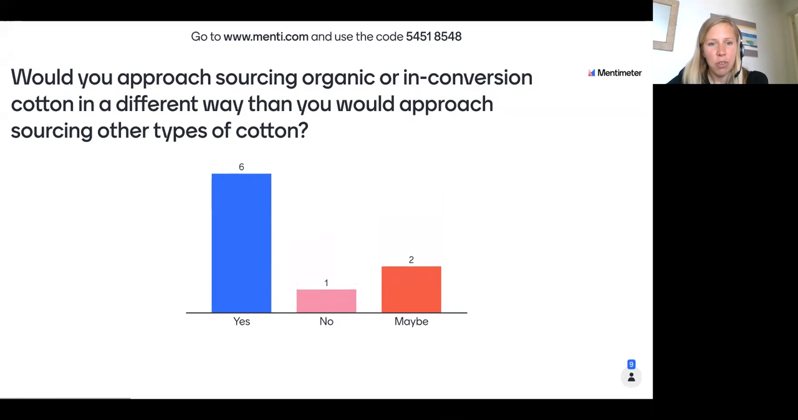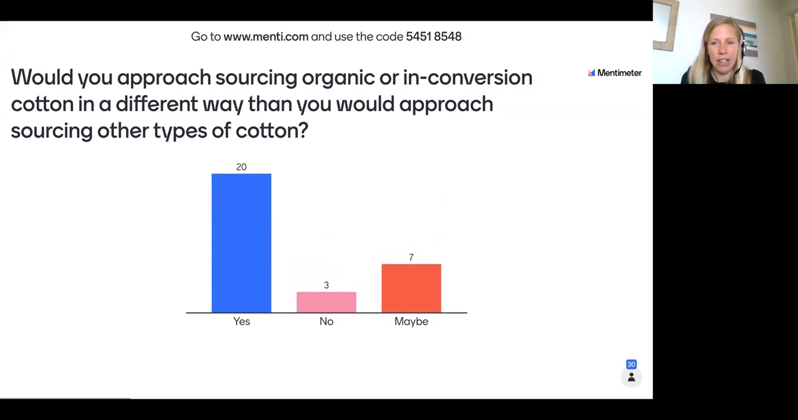So we've got some results coming in here. Yes, that's interesting. That's quite a few of you, 10 at the moment. Oh no, I'm not even going to say the numbers because they keep changing. So you would take a different approach to organic and in conversion. That's super interesting. Just wait a couple of moments for any further results to come through.